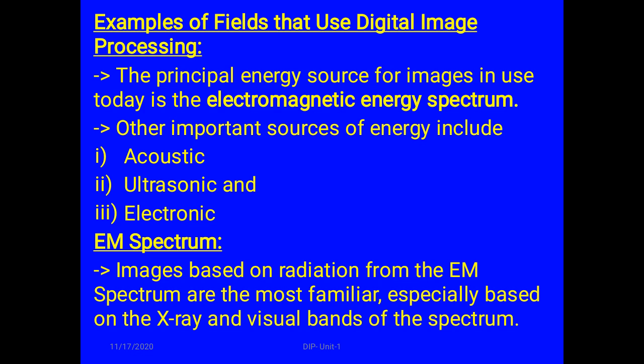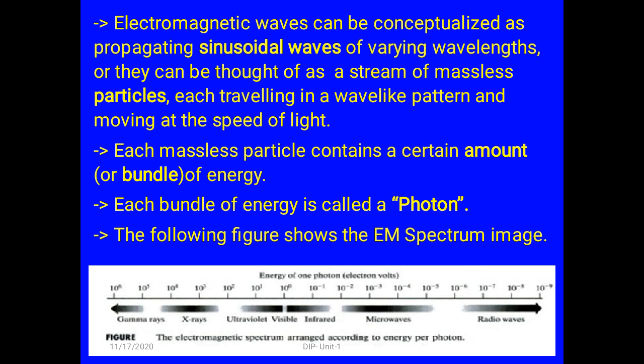The electromagnetic energy spectrum, acoustic, ultrasonic, electronic. So, then the first one, the electromagnetic spectrum. The electromagnetic spectrum, the most familiar bands being X-ray and the visual band spectrum. Electromagnetic waves can be conceptualized as propagating particles at various wavelengths, each carrying a certain amount, a bundle of energy. Each bundle of energy is called a photon.